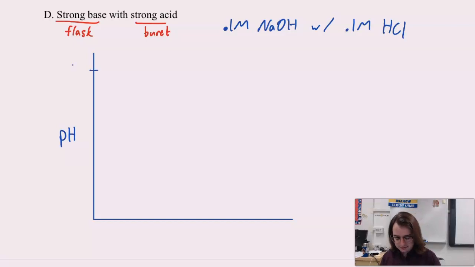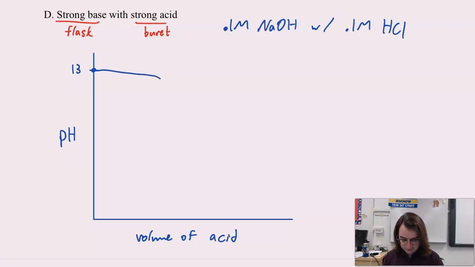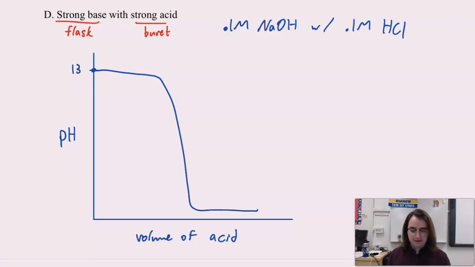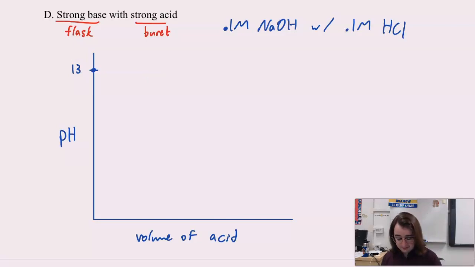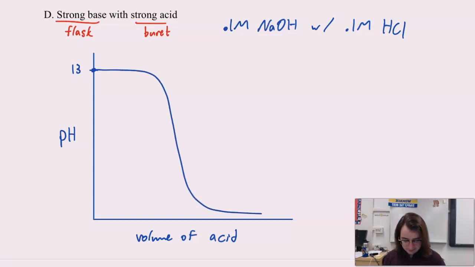So my starting pH this time is going to be 13, and I'm going to have down here the volume of the acid. This is the thing that's in the burette. This is going to be very similar, where we're going to be adding an amount of acid, and it's not going to do anything at first, and then all of a sudden, boom, and then it drops down. Your curve could probably look a little better than that. Let's see if I can make mine a little better. There we go, like this, more of a curve.